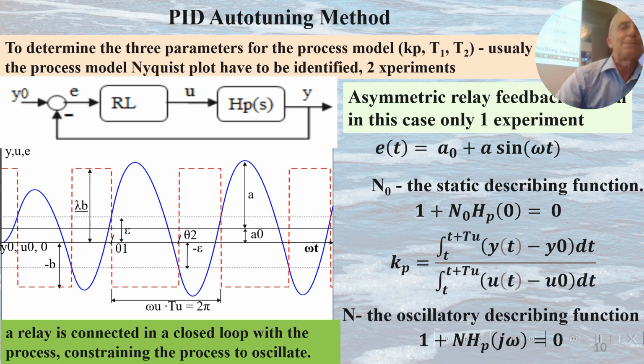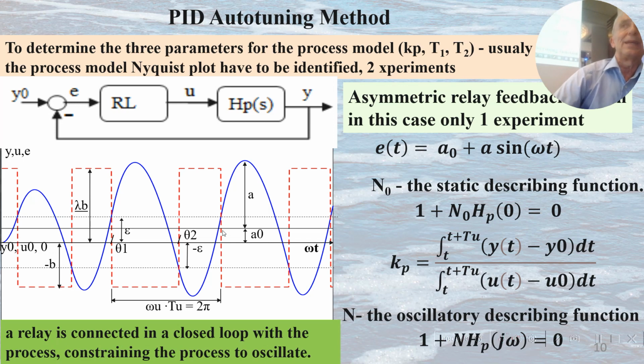But from one experiment, we have two equations for the real and imaginary part. So we can calculate only two parameters. For three parameters, we need two experiments. In this paper, we present a possibility to use only one experiment. That means using an asymmetric relay.